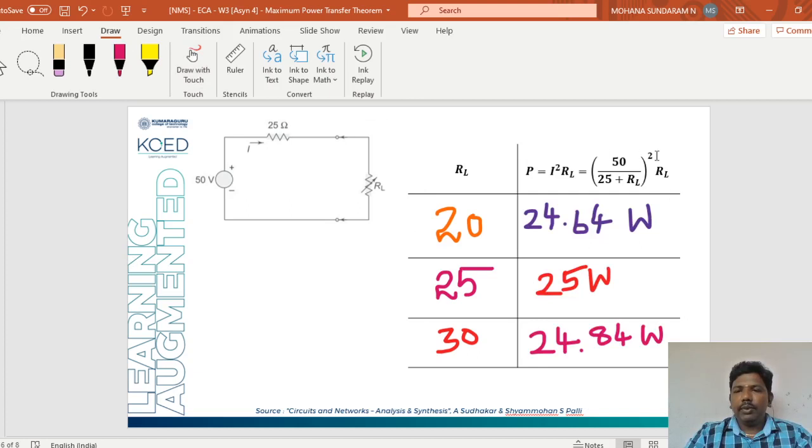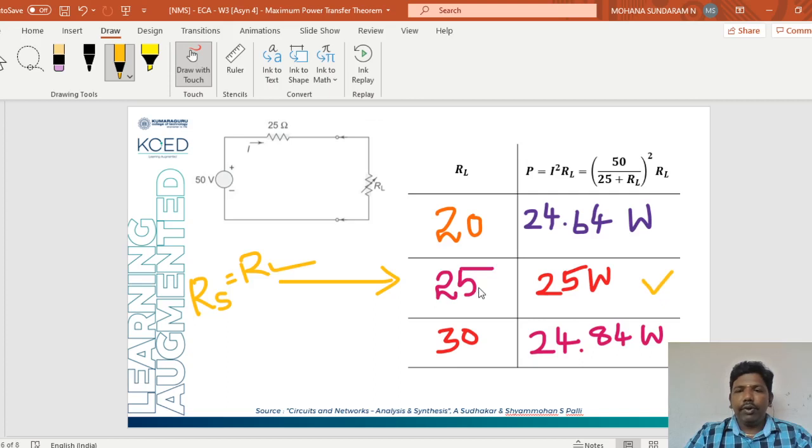So it is very clear from this tabular column. If you choose RS equal to RL, in this case 25, only for this condition do we get the power as 25 watts. But for whatever value you choose, either less than 25 or greater than 25, the power is not the maximum. So maximum power is transferred only when RS is equal to RL. Okay, so this is a slight proof of the maximum power transfer theorem.